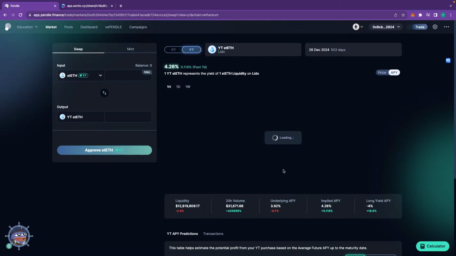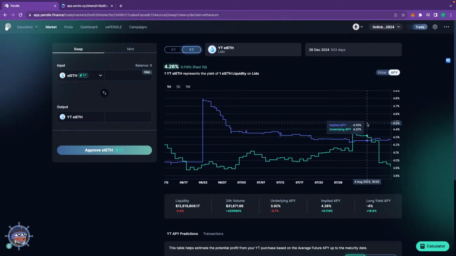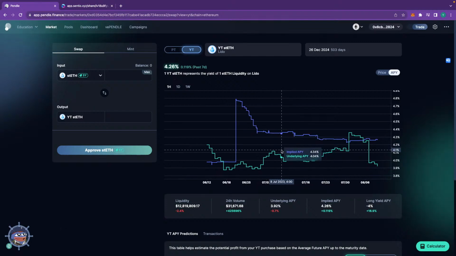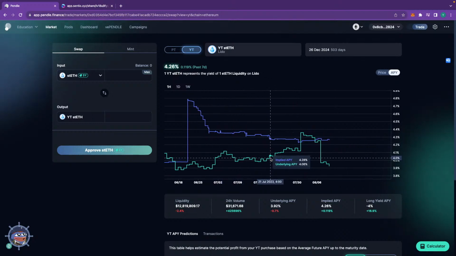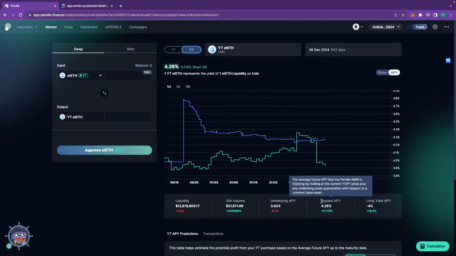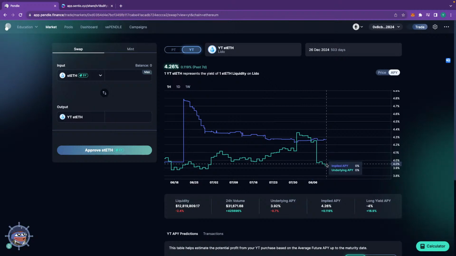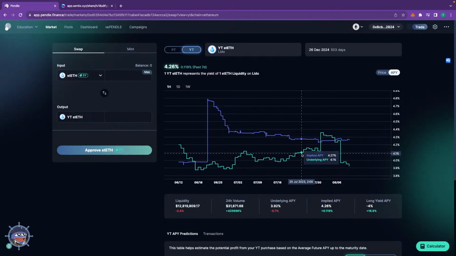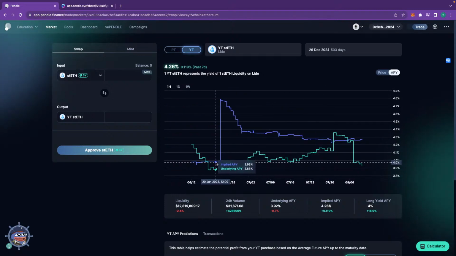And if you look at the market, you can see that stETH yield in general has been hovering around roughly 4% and lower than 4%. So this implied APY of 4.26% is relatively high compared to the other market sentiment on stETH yield. And one of the reasons why it's so high is that some people bought a lot of YT and shot up the implied APY to like 4.7%, and it has been going down ever since.